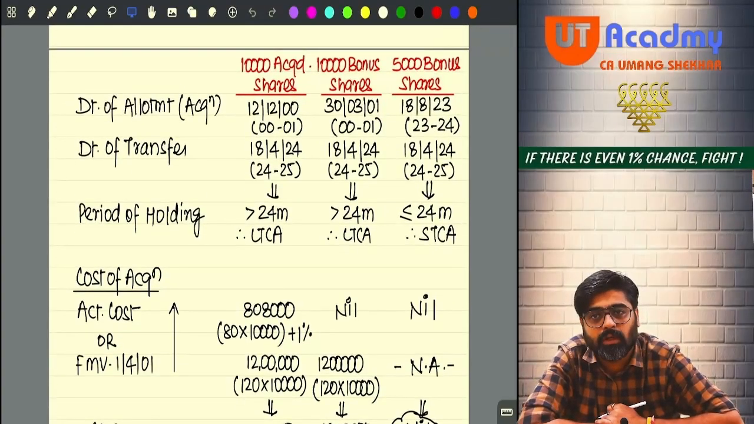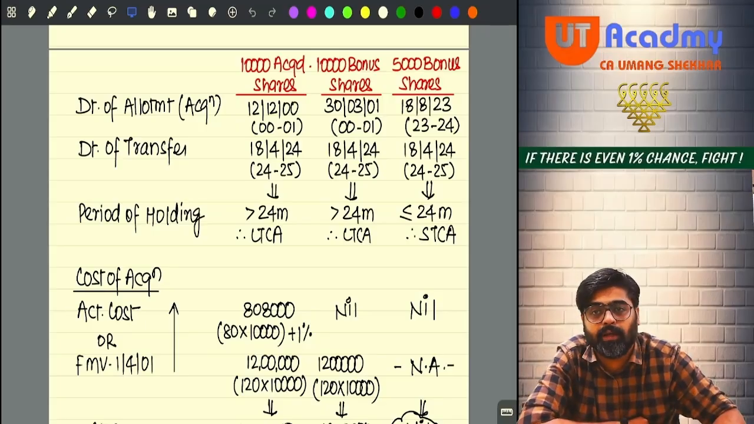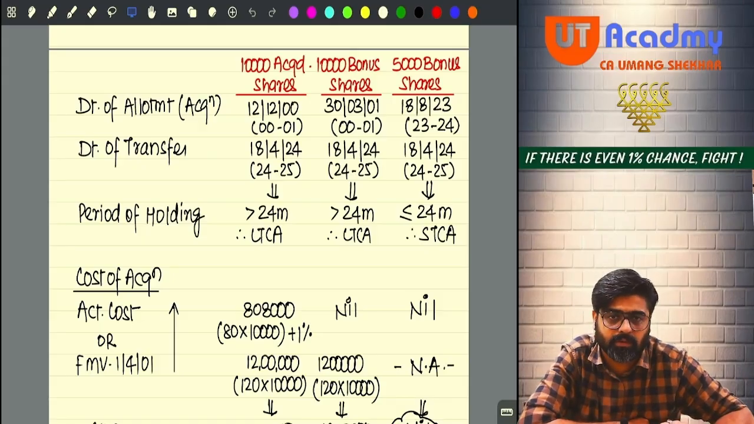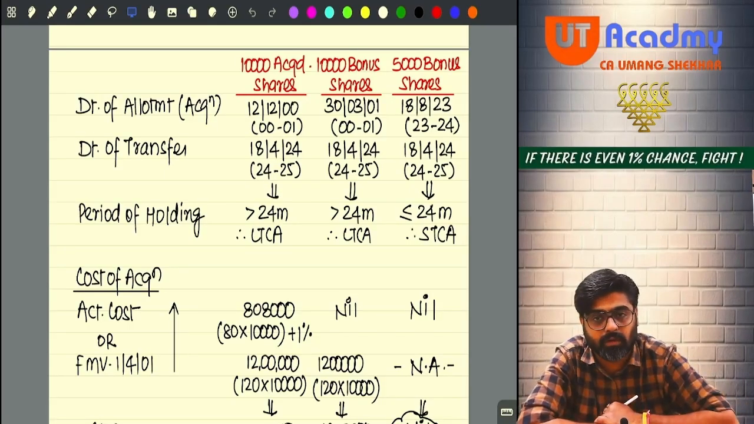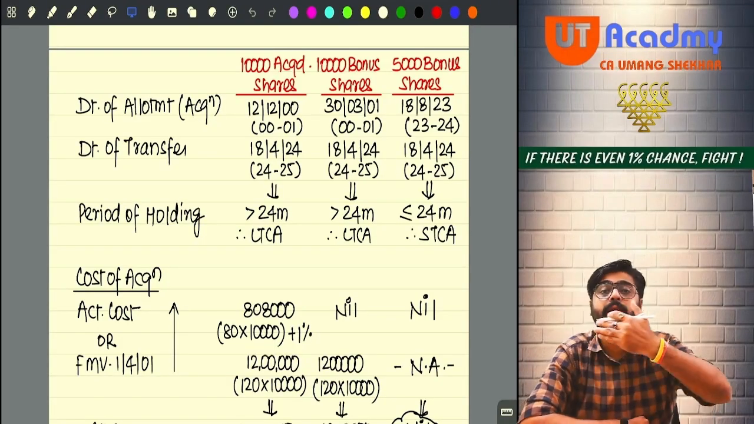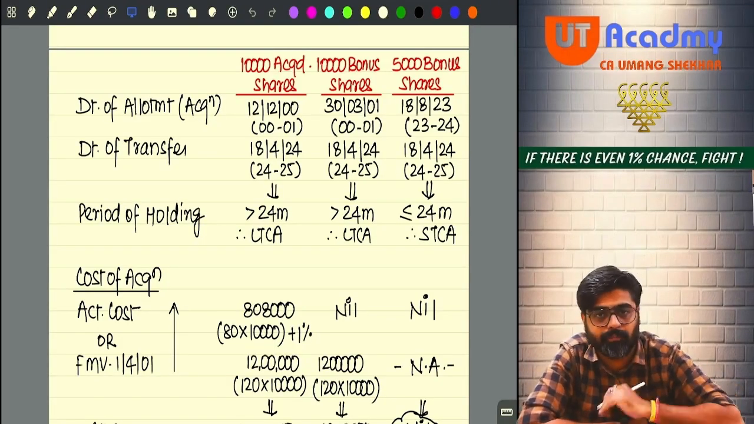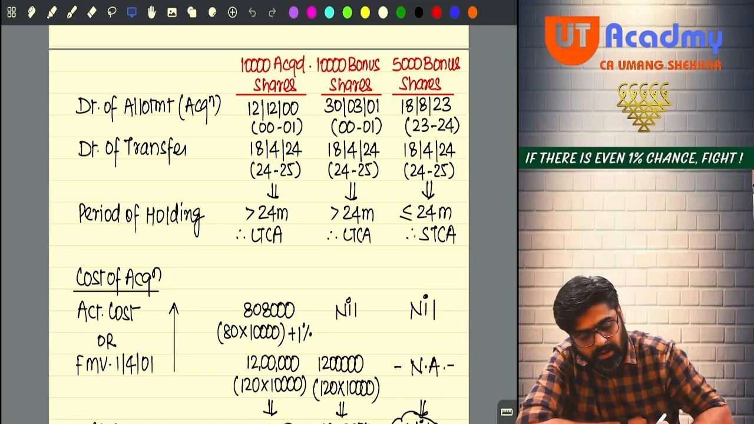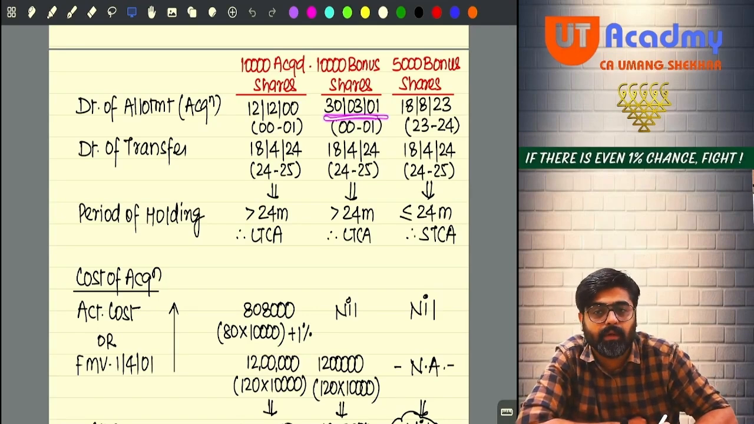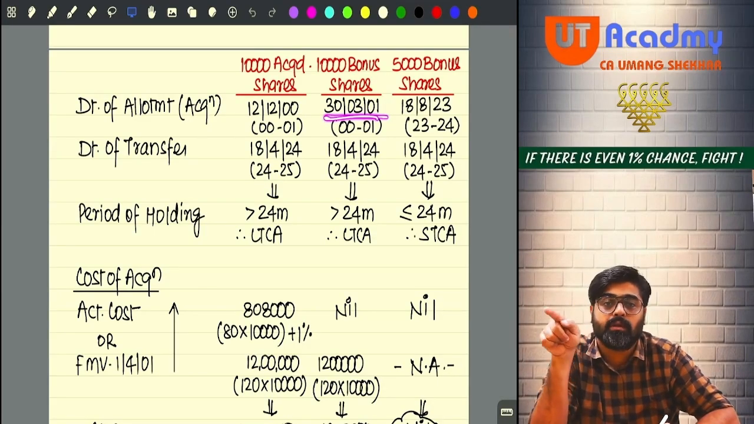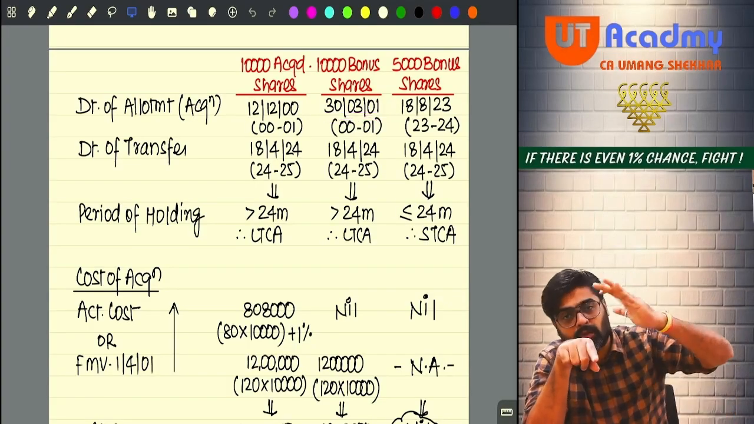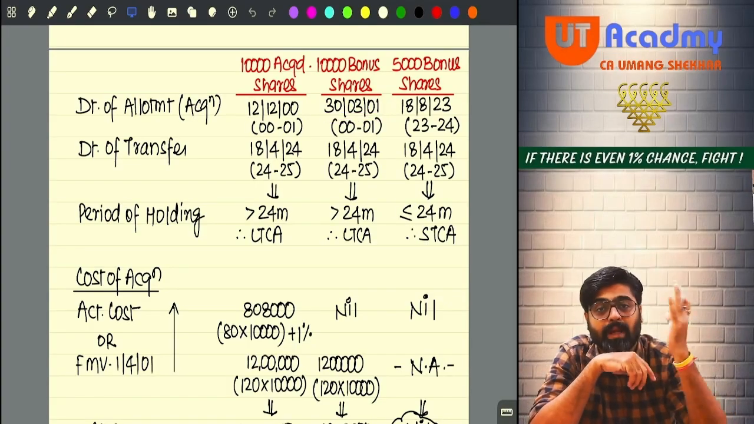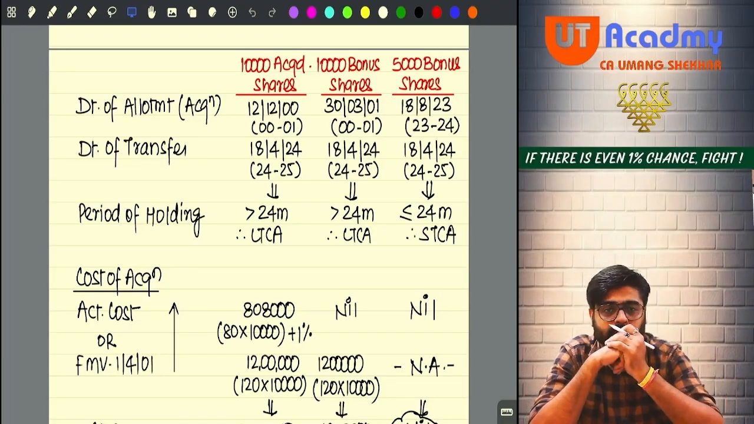Why 10,000 bonus shares? You got the bonus shares in the ratio of 1:1, meaning that the date on which you got the bonus shares, on that date you were already the owner of how many shares? 10,000 shares. Now if you are the owner of 10,000 shares, you will get 10,000 more shares as bonus, 1:1. So this you got on 30th March 2001. Same previous year, but on 30th March 2001. Meaning that these bonus shares were acquired prior to 1st April 2001.